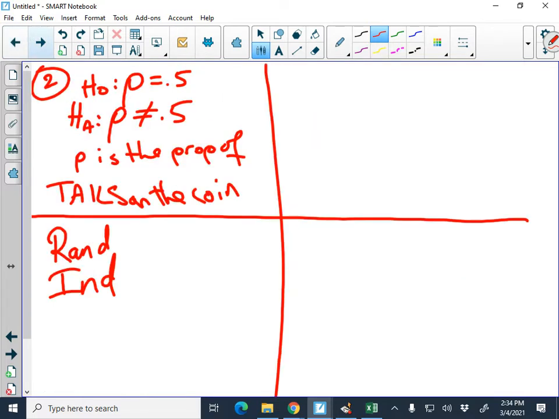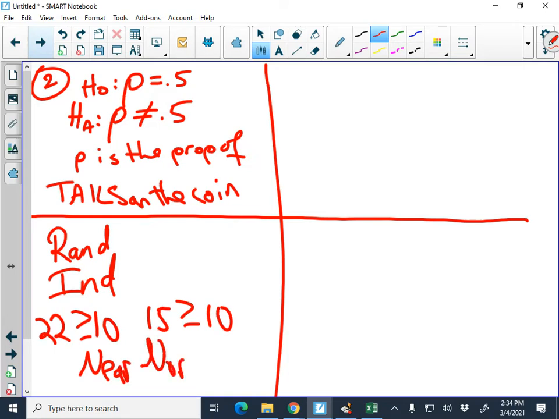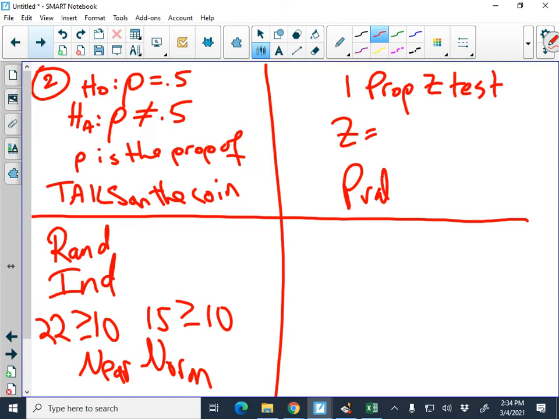Here, I flipped the coin, it's random. Okay. One flip doesn't affect the next. Okay. But now we have 22 successes, times it came up tails. We have 15 times it came up heads. That's the failure in this case. Because those are both bigger than 10, we have a nearly normal curve. So then we can calculate z-scores. One proportion z-test. We need a z-score, we need a p-value.